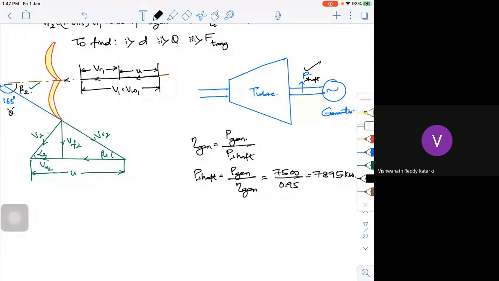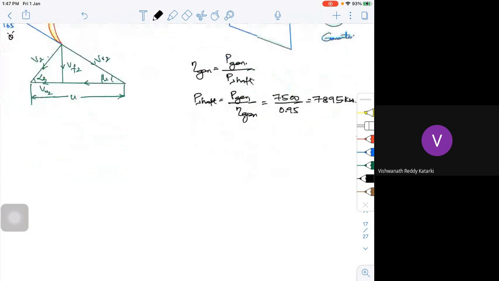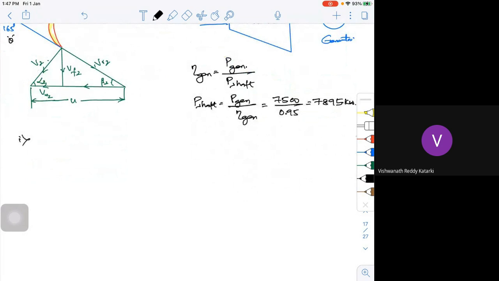Once you find your shaft power, then I can go and find your discharge and all the other things one by one. Now let us find the discharge. We know that the overall efficiency is given by the shaft power to the energy available at the inlet of the fluid, that is omega Q into H.